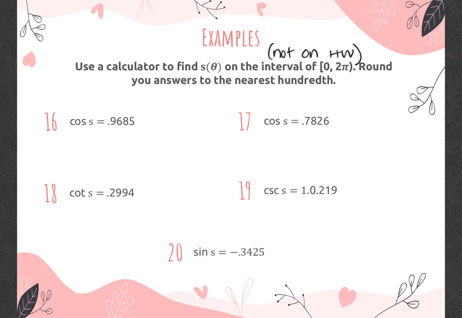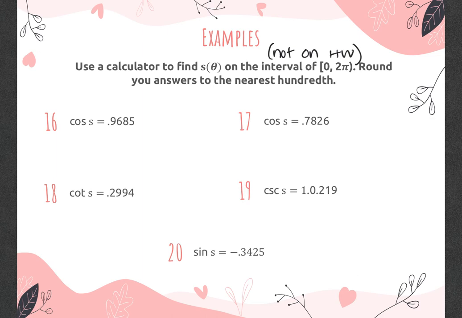All right, so this says use a calculator to find this. That S theta means like the reference angle. On the interval of 0 to 2 pi, round your answers to the nearest hundredth. Okay, so this time, this is telling you that the cosine of S is 0.9685. What are we looking for with these? The answer is the angle, right? So we're going to first look for the reference angle and then find the actual angle.